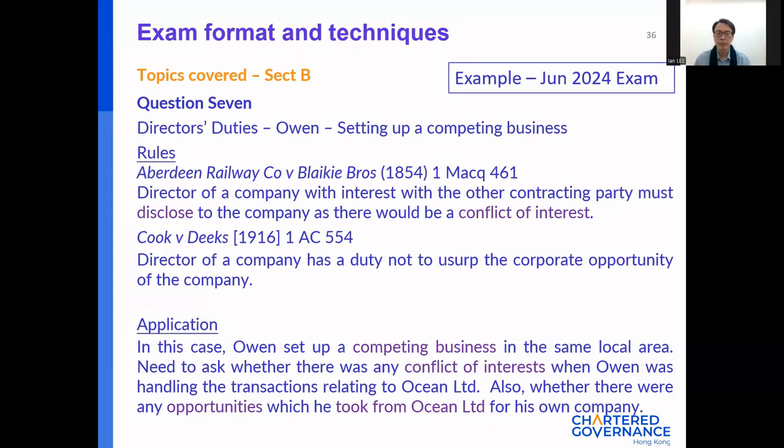Also, whether there were any opportunities which he took from Ocean Limited for his own company. Since both companies are working in the same business area, property management, and operating in the same local area, you have to ask the question: did any contracts signed by his own company, any deals, any business, belong to Ocean Limited? And did Owen somehow give that opportunity away to his own company? If so, then he would have breached his duty not to usurp corporate opportunity from Ocean Limited.